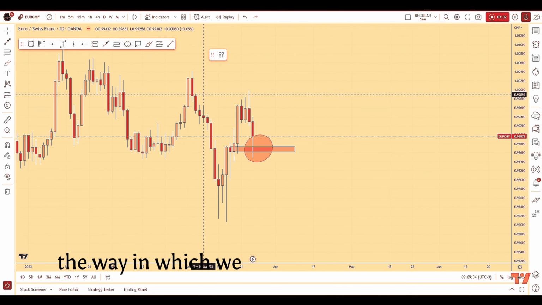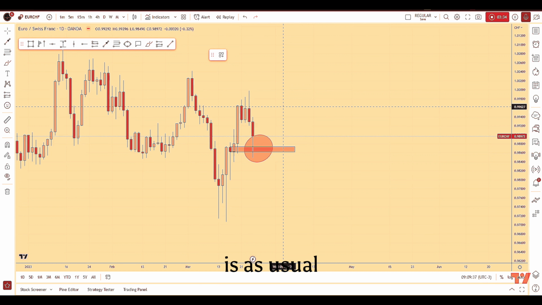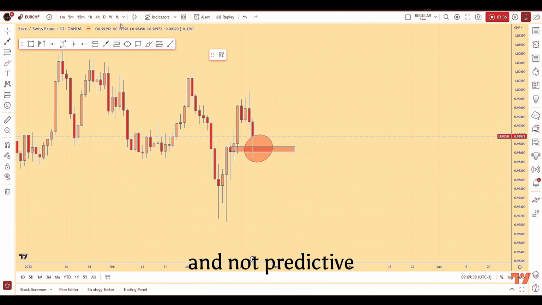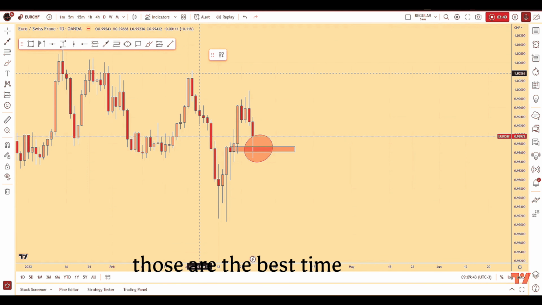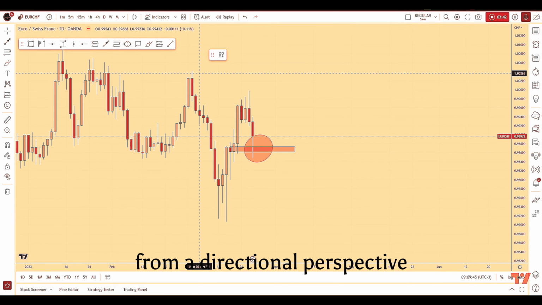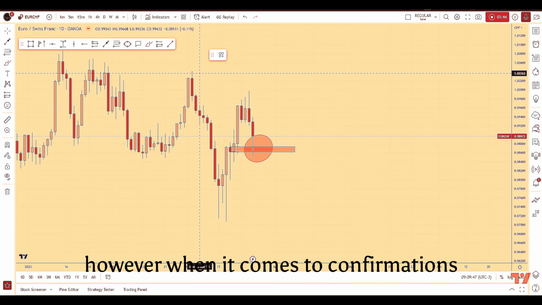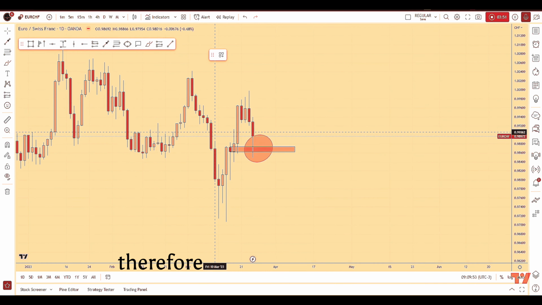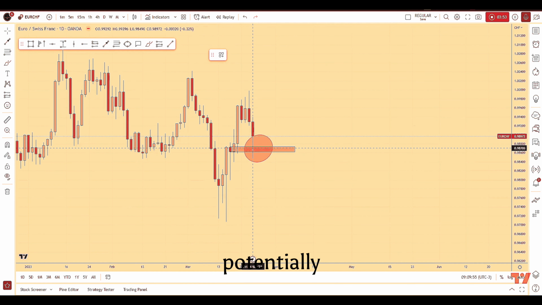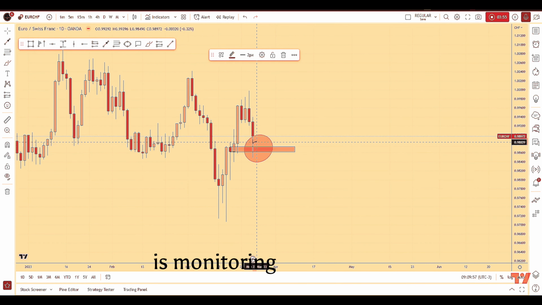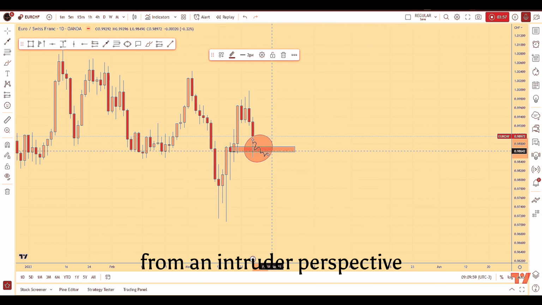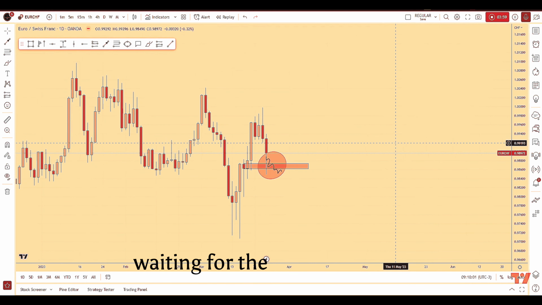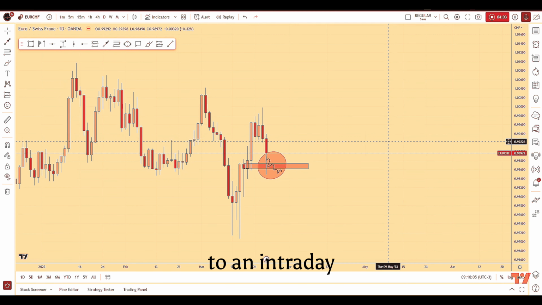So the way in which we could be approaching this is, as usual, being reactive and not predictive. The monthly, weekly, and daily, those are the best time frames from a directional perspective. However, when it comes to confirmations and entries, the best time frames are the intraday time frames, so 4 hour and lower. Therefore, what we could be doing, potentially also with students, is monitoring price action from an intraday perspective during this move to the downside, waiting for the market to shift from an intraday bearish market as we would have to an intraday bullish market.